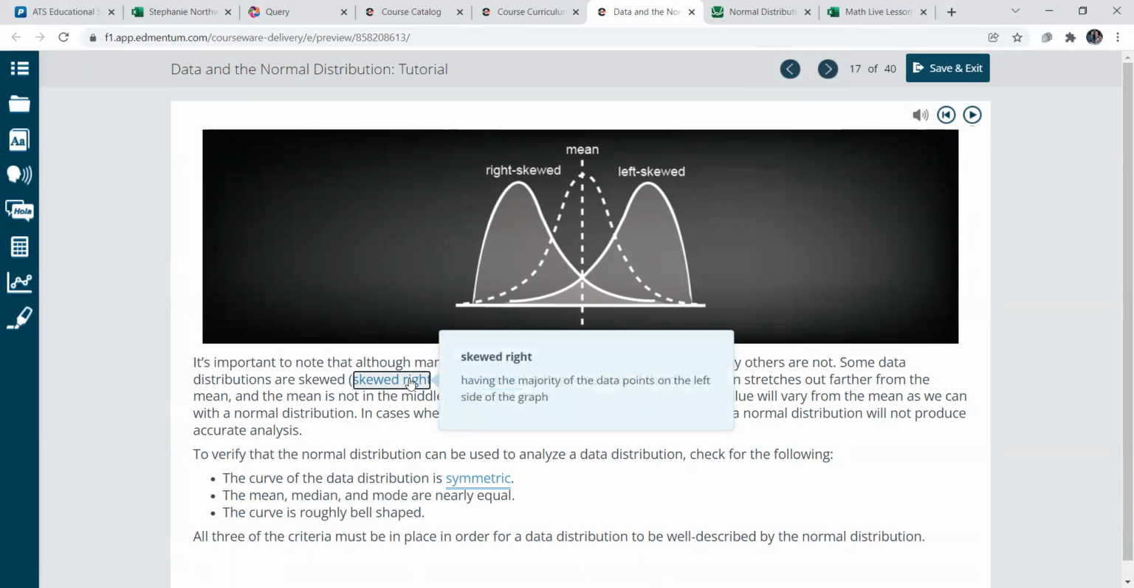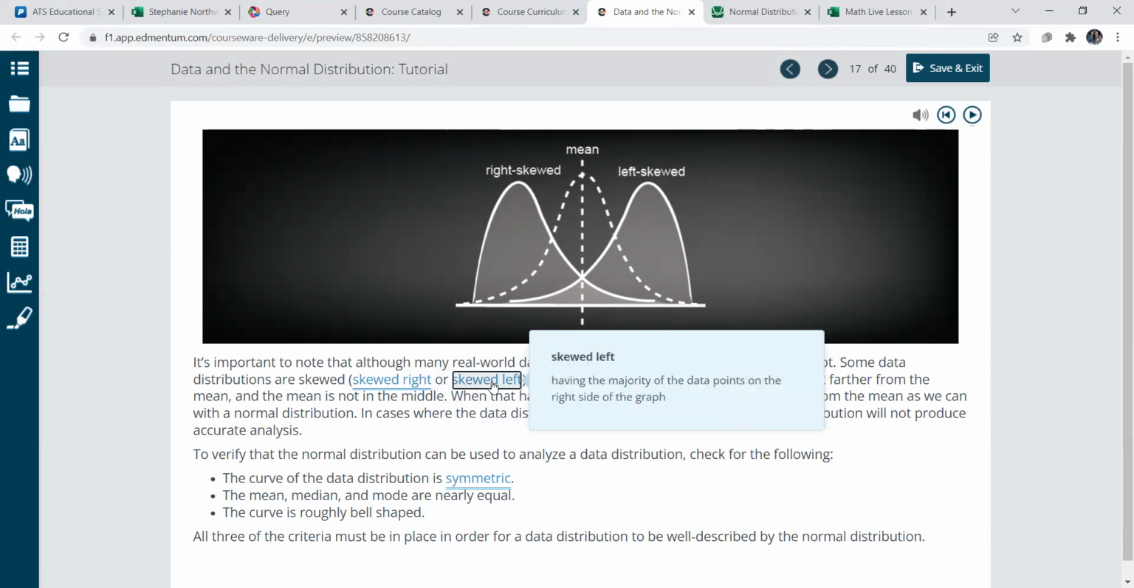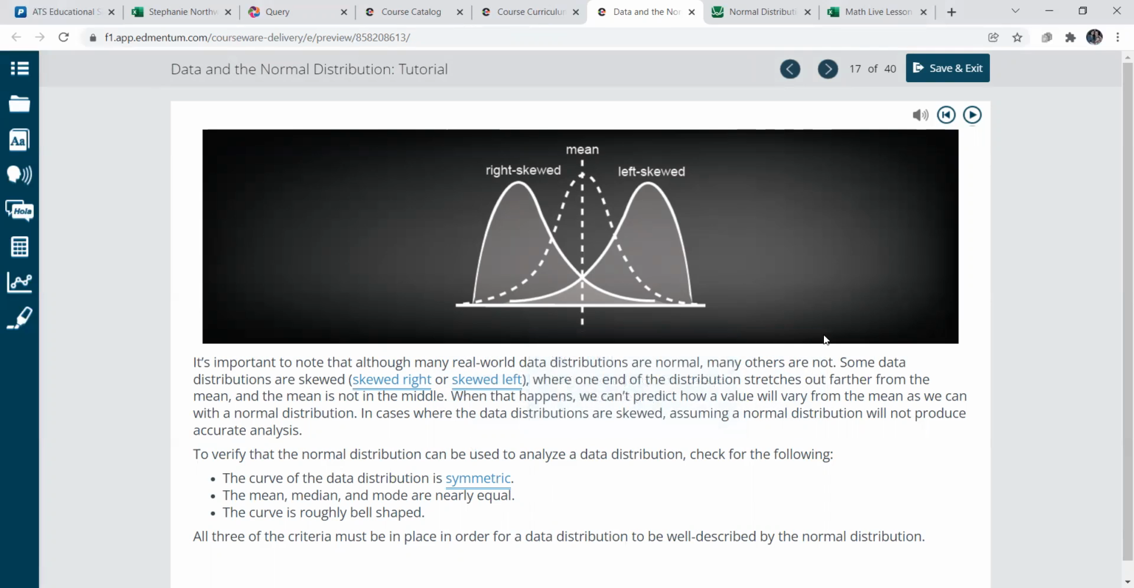Skewed right means obviously the majority of the data is pointing on a different side. Interestingly, when it's skewed right, the majority of the data is pointing on the left side. And you're probably going to guess it, because skewed left means that the majority of the data is pointing on the right side. So think skewed left to the right, skewed right to the left. Weird, opposite, but true, as you can see on the graph.